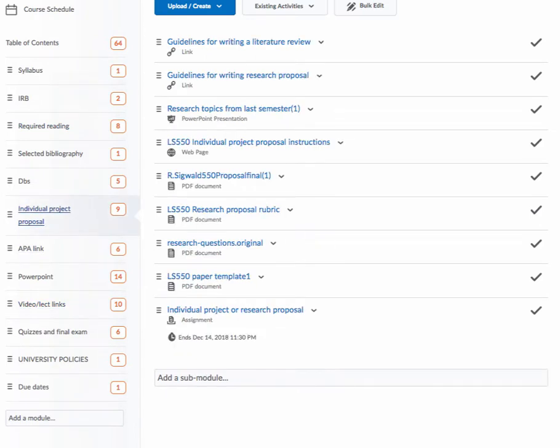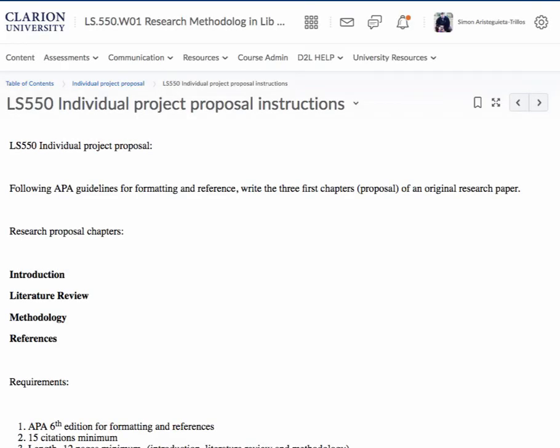Then this is, as I said, the main assignment in this class, and that is to write the proposal. Here are the instructions, so you can go through them. And as I said, introduction, literature review, methodology, and references. This is what you need for your individual proposal.